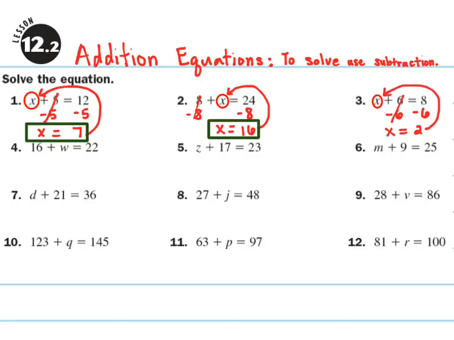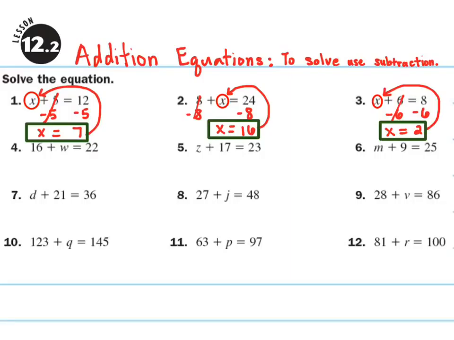I put the 2 back into my original equation. Now I have 2 plus 6 equals 8. And yes, that is correct, and so I'm going to box my answer. Now, just a quick reminder: it doesn't matter which side of the equation the variable is on. You can solve it either way. And it looks like on all these ones, the variable is on the left side, so we're going to be fine in this situation.